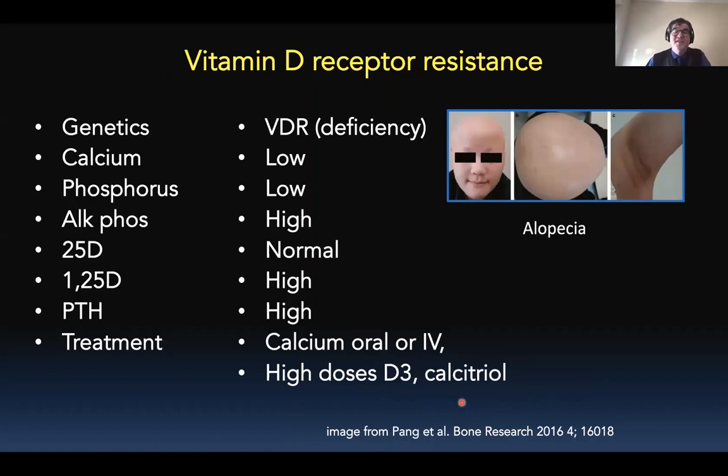Vitamin D receptor resistance is an interesting one. It's often associated with alopecia because of the involvement of the vitamin D receptor in hair follicles. They have deficiency in the receptor or its function, and consequently can have quite low calcium and phosphorus. They will frequently have elevated 125D levels, and they need to be treated with calcium, especially sometimes requiring IV calcium. And the response to getting high doses of either vitamin D or calcitriol is a little bit variable and probably depends on the residual receptor functionality.